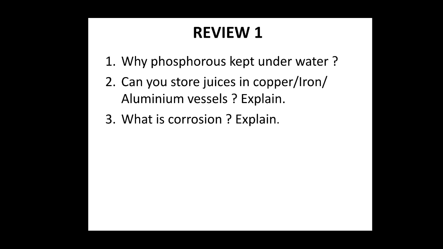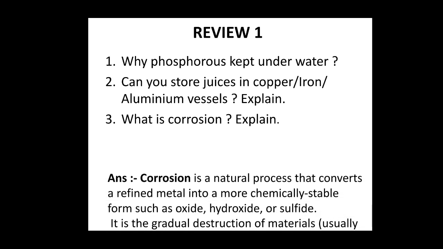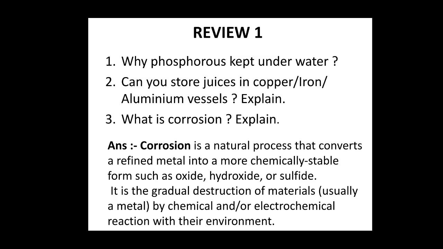And the third question is, what is corrosion? Explain. Just try, we had discussed corrosion of iron, corrosion of copper, corrosion of silver, isn't it? So, what exactly does corrosion mean? How can you explain? Just see the answer I have given. Corrosion is a natural process that converts a refined metal into a more chemically stable form such as oxide, hydroxide or sulfide. It is the gradual destruction of material, usually a metal, by chemical and or electrochemical reaction with their environment. Okay.